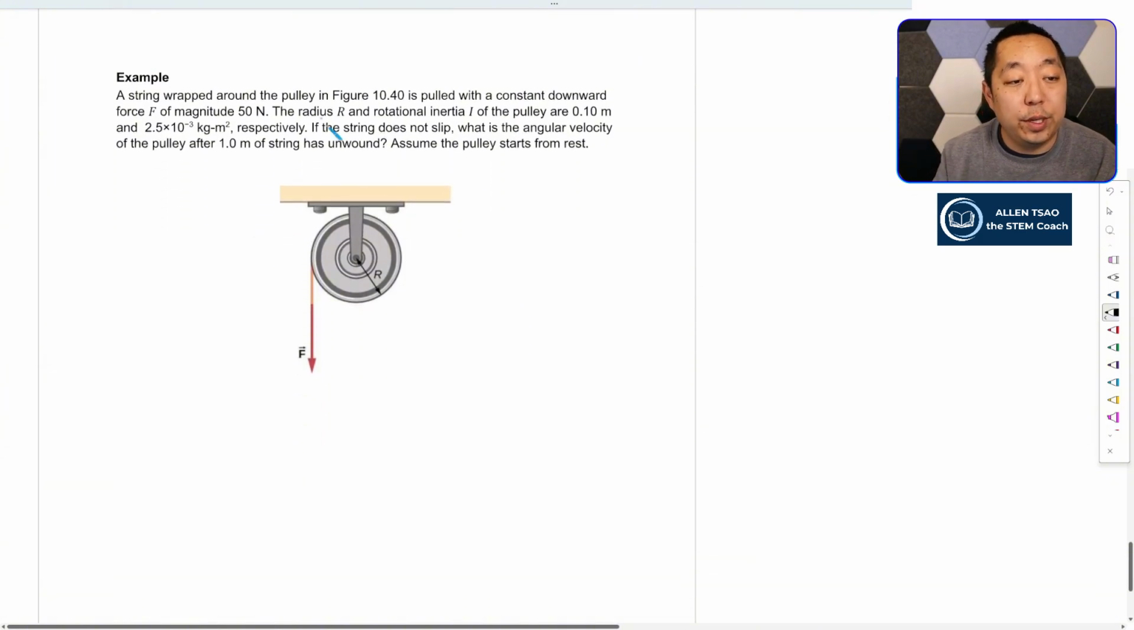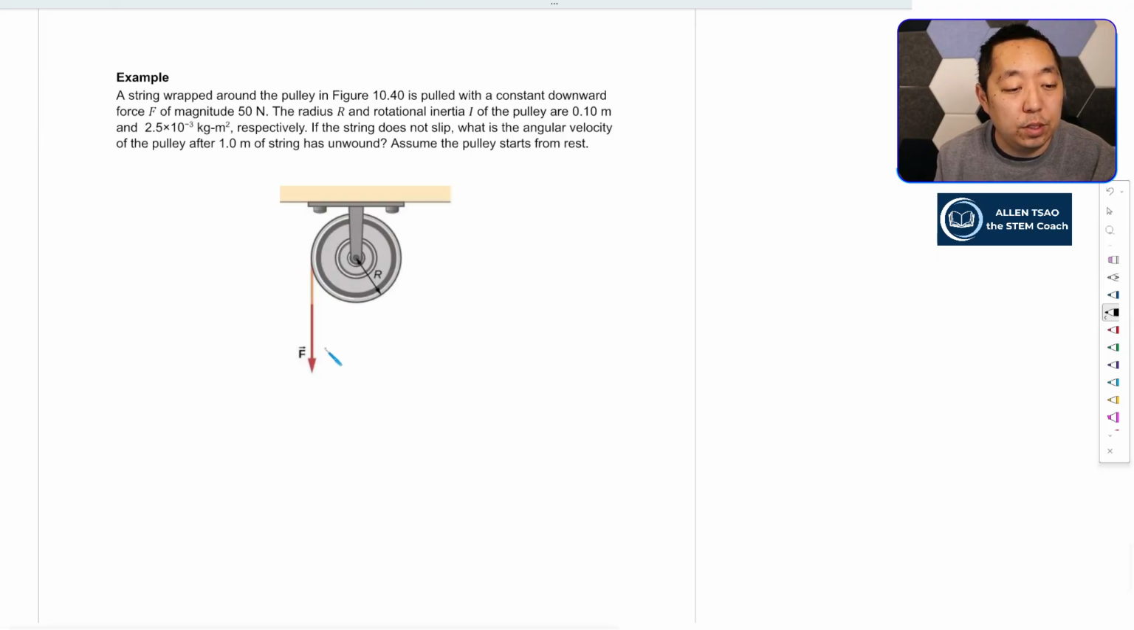A string wrapped around the pulley is pulled with a constant downward force F of 50 newtons. So this is 50 newtons here. The radius r and the rotational inertia are given, 0.1 and so on. They gave you some r and I. That's fine. If the string does not slip, what is the angular velocity after 1 meter of the string has unwound? Assume the pulley starts from rest.